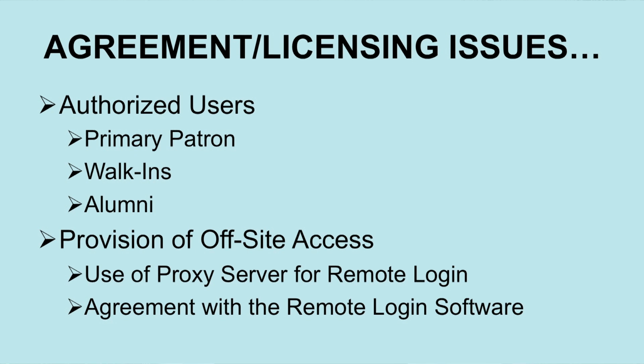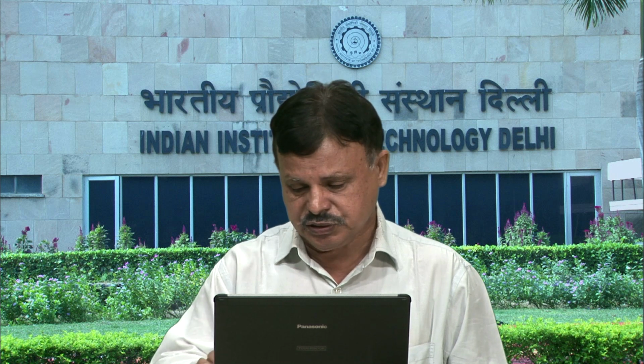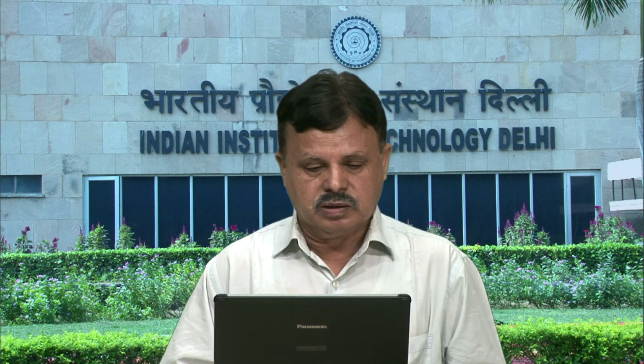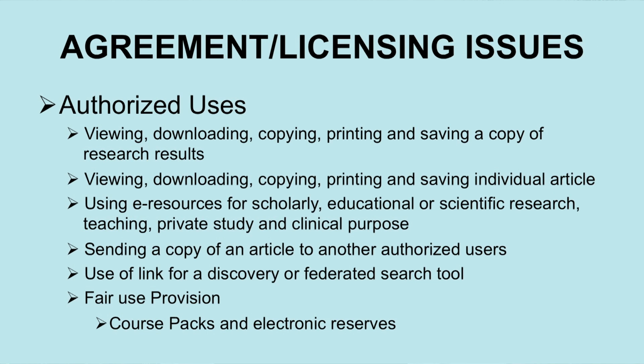Then there is a question of off-site access. Largely access is within the institution, through the network of the institution, but there is a provision of off-site access also, there is a provision of remote access. This has to be clearly defined in the agreement, what kind of access is being provided. Then what kind of authorization you have. Even the authorized users have certain kind of limitations, certain kind of provisions through which they can have access.